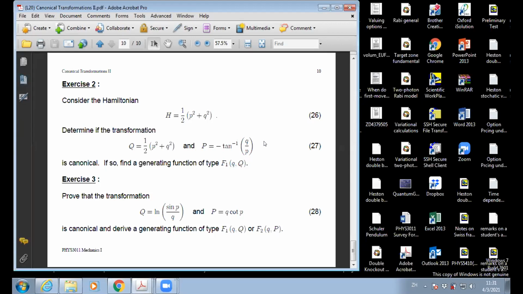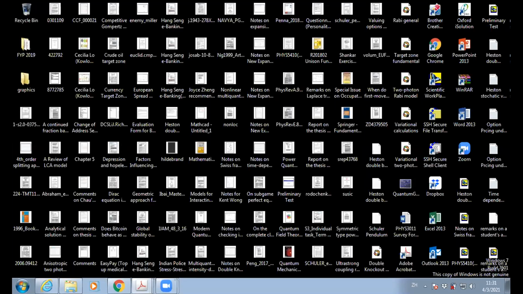Now, can anyone help us solve this problem? I have finished the canonical proof, but I still haven't finished the generating function part. Okay, try it. Show us how to do it. The first part. Oh, I stopped sharing the screen now. All right, go ahead.